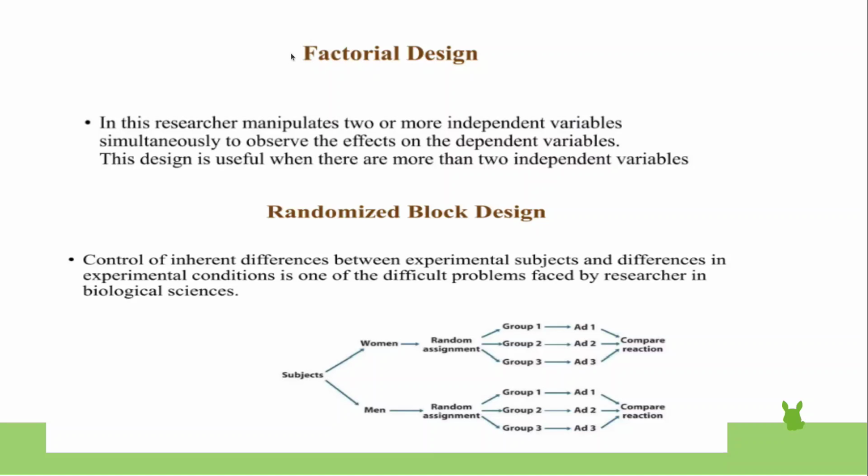The next one is factorial design. In this, the researcher manipulates two or more independent variables simultaneously to observe the effect on the dependent variable. This design is useful when there are two or more independent variables. That time this factorial design can be used, because here the researcher manipulates two or more independent variables.